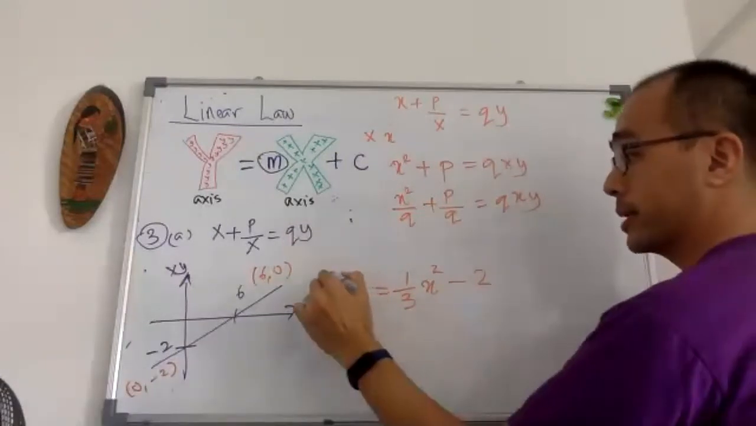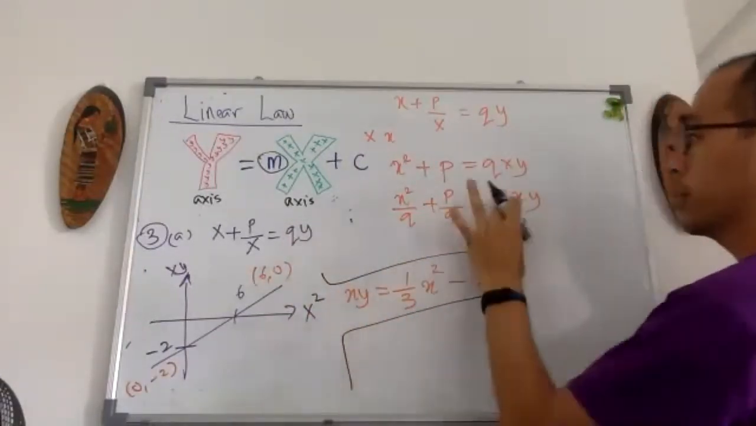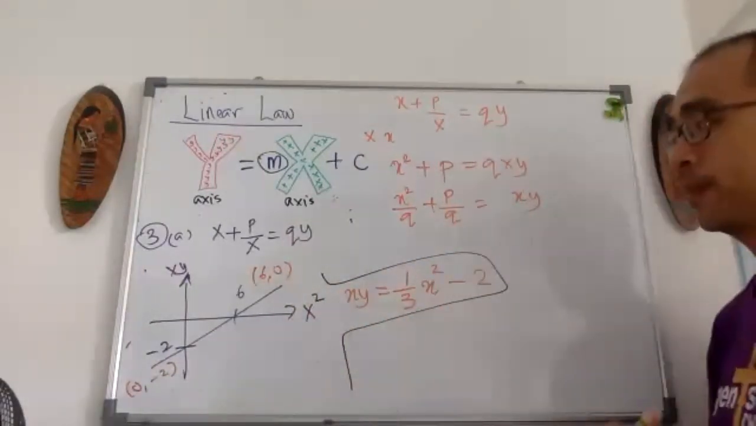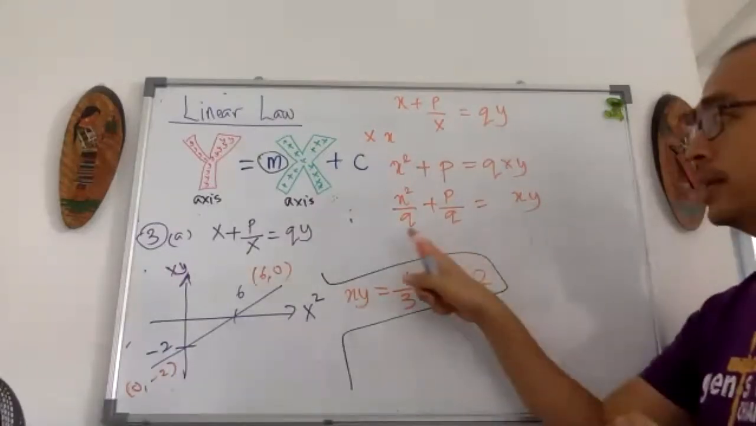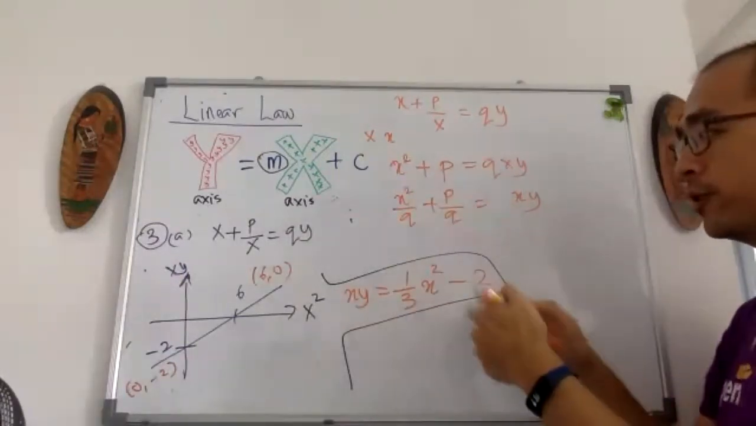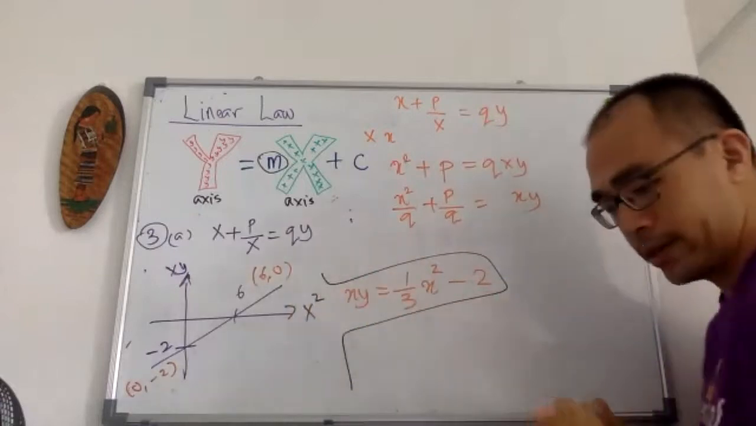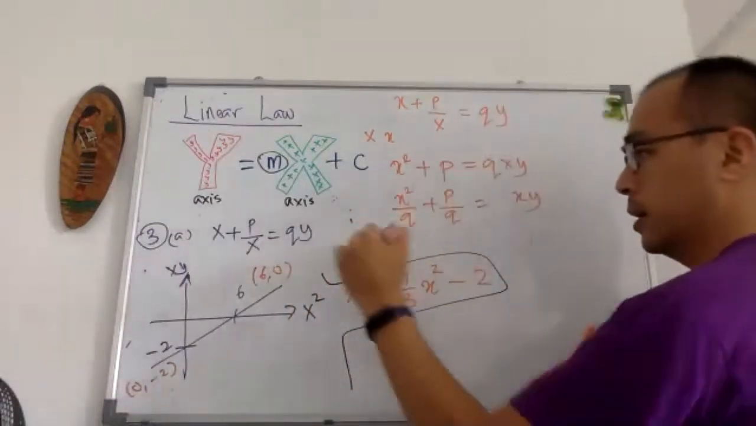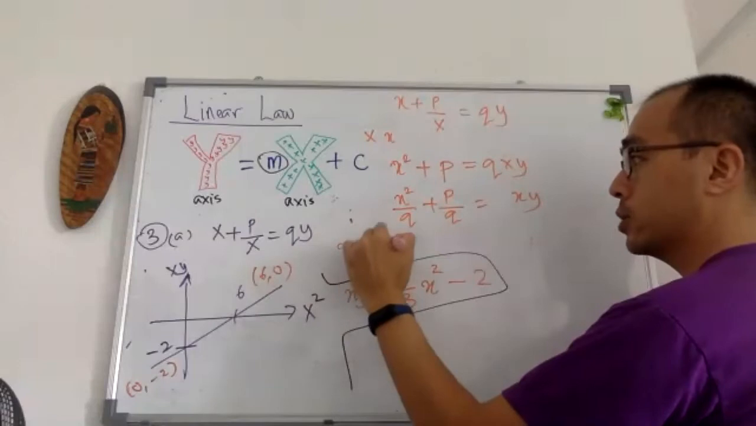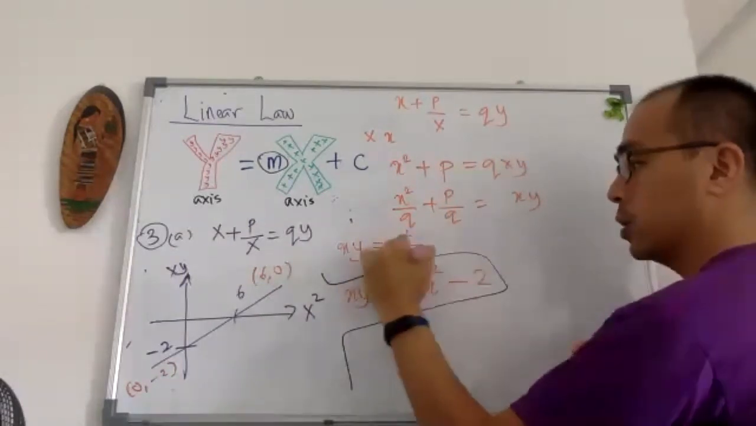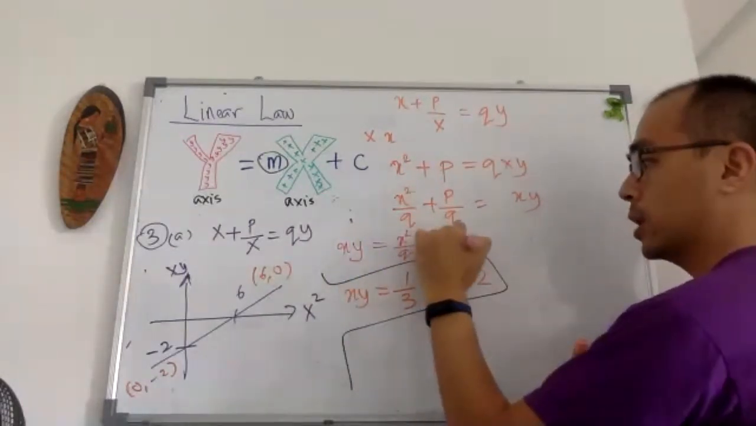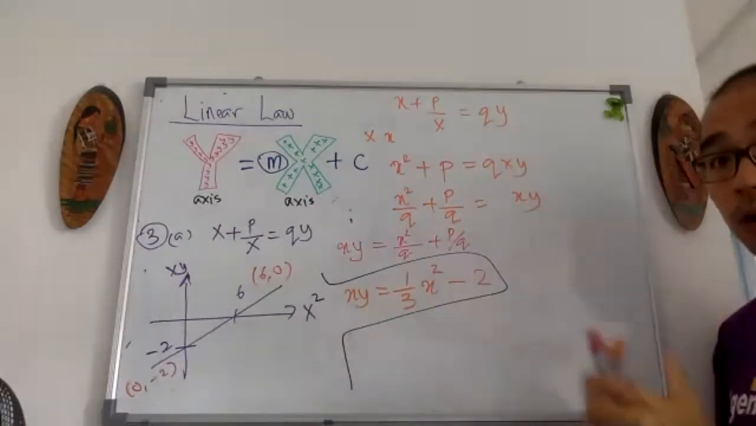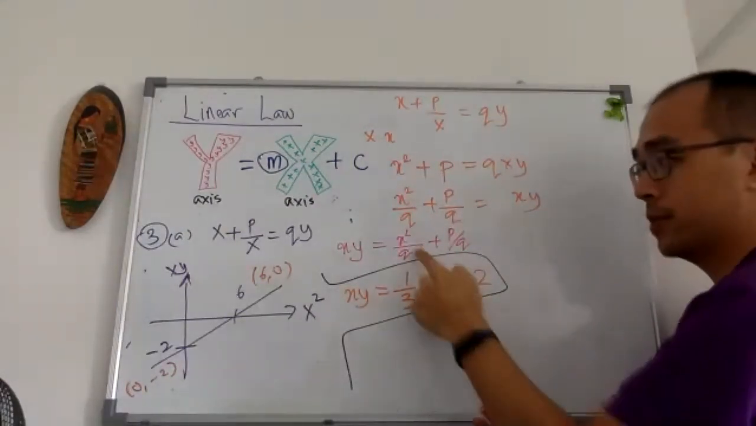Because I wanted to look at this one. Oh, sorry, there's no more qxy, sorry, just xy. Okay. Now, let's take a look at this. We are almost there. I'm going to rewrite this again so that you can do a comparison. This is xy equals to x squared over q plus p over q. Okay, almost there. This and this now needs to be settled.